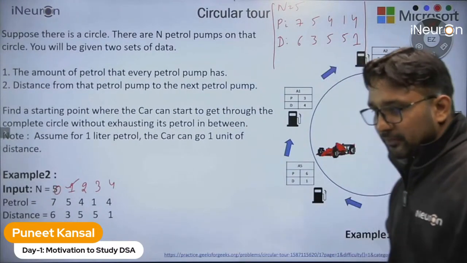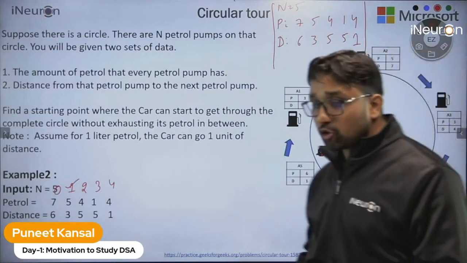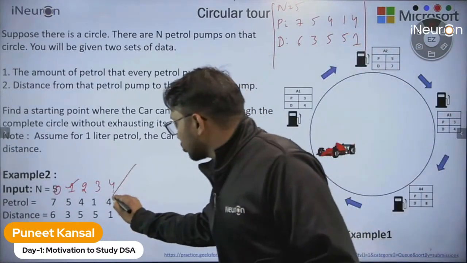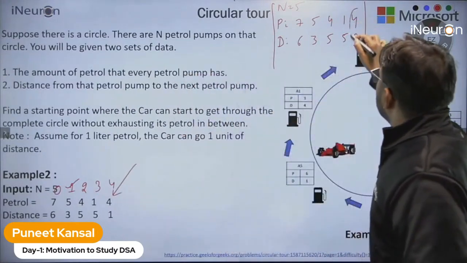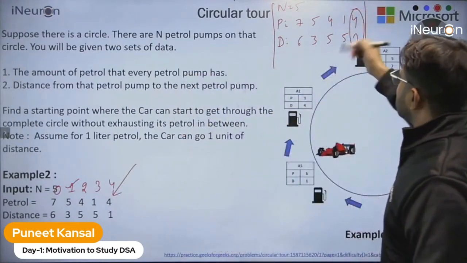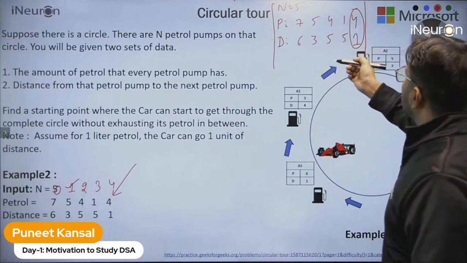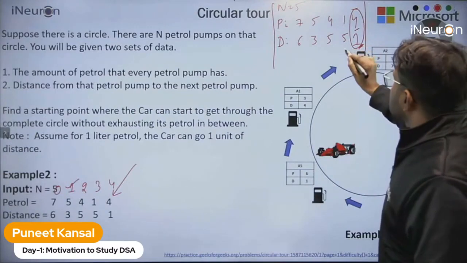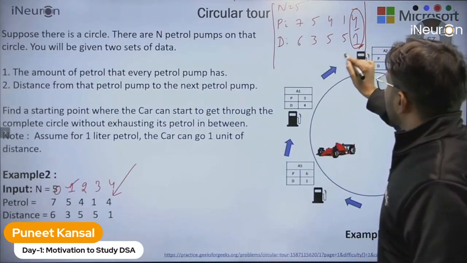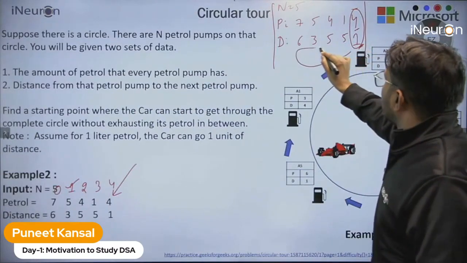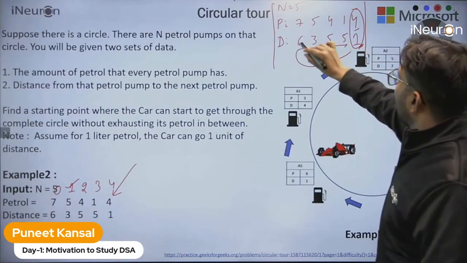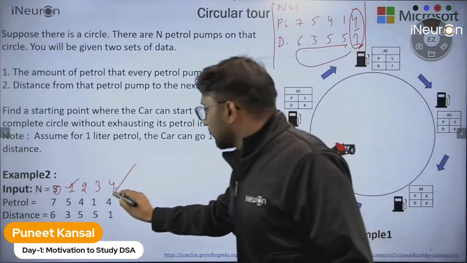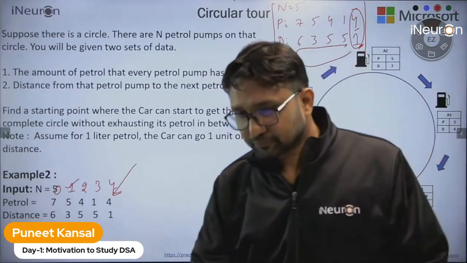Okay, so that is the fourth index, or you can say the fifth petrol pump. This should be our starting point. Then only we can complete the cycle, because from here we will get some extra petrol, and then we can move from one station to another station. So the output should be 4.